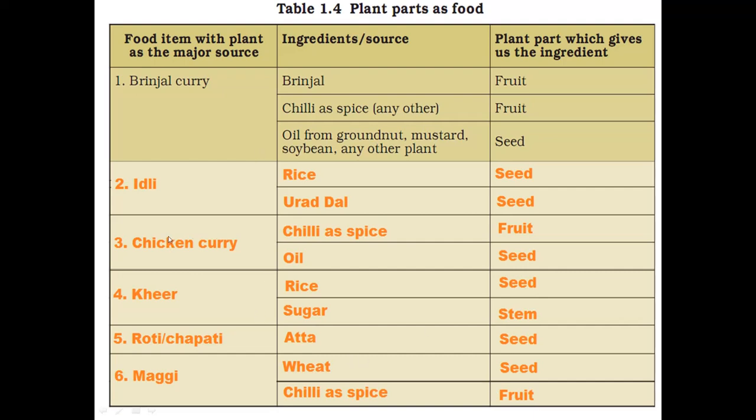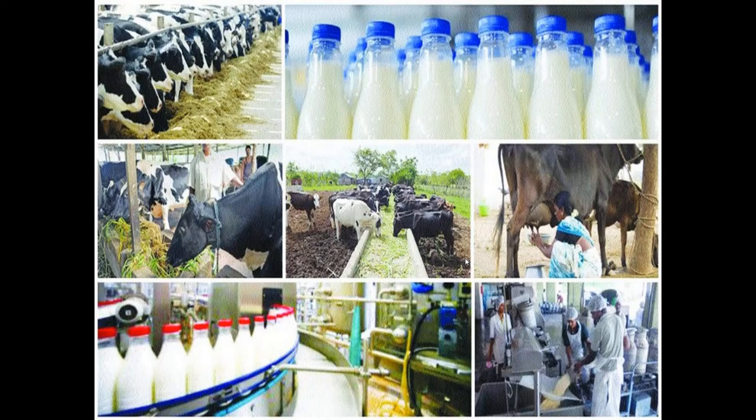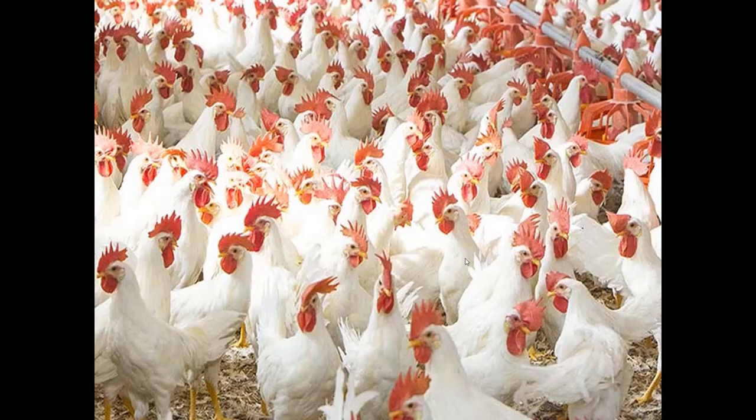Likewise, you write your own favorite food and mention the ingredients and write from which part those ingredients are obtained. Let us move on to the next source of food, that is from animals. Animal source. You can see in this image that there are milk bottles and how milk is packed. You can observe here, and you all know that we get milk from cow.